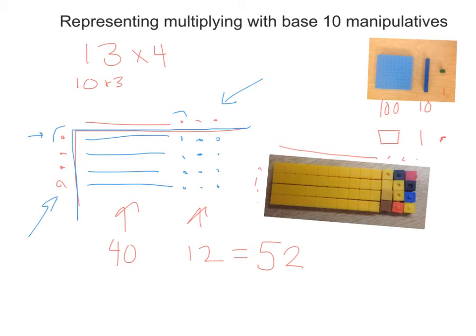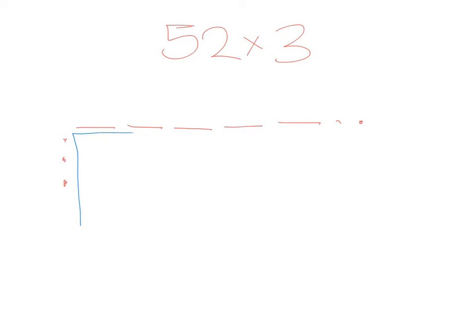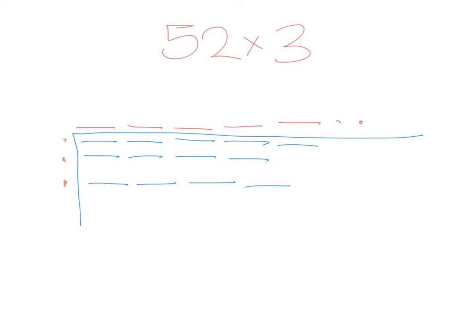Let's try one more. And if we said, let's go 52 times 3, and I'm going to go 1, 2, 3, and now I have 10, 20, 30, 40, 50, 1, 2. So I am going to change the color for organization. 10 times 1 is 10, 20, 30. These are all 10 times 1s. And now I have a 1 times 1.